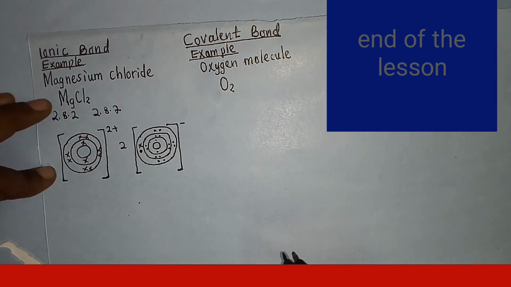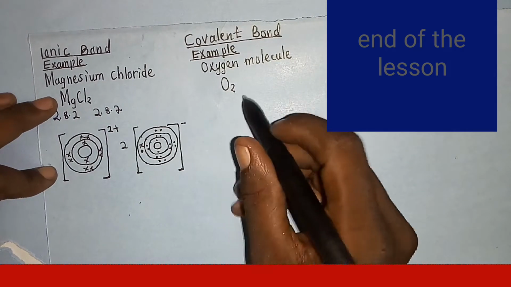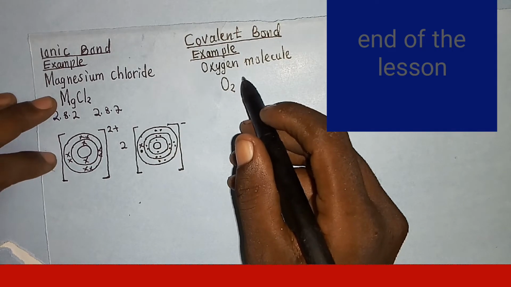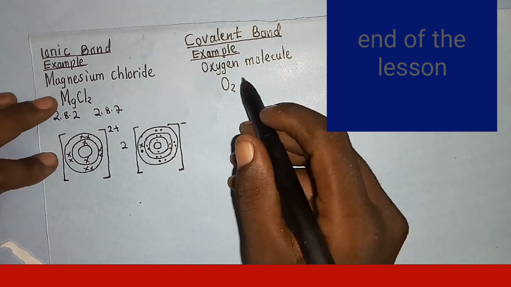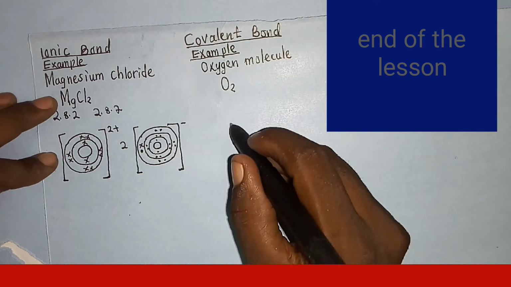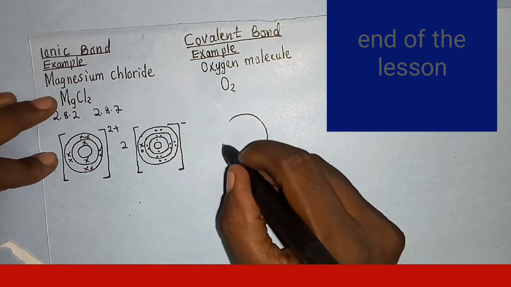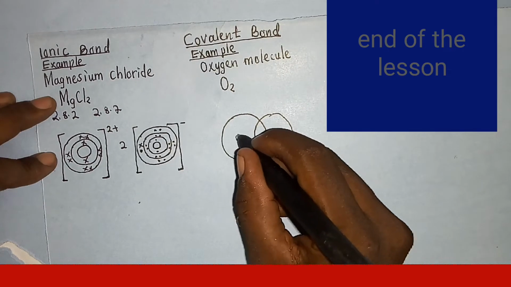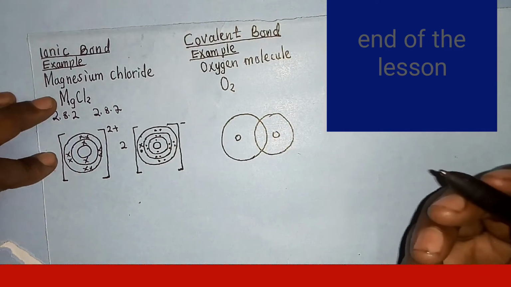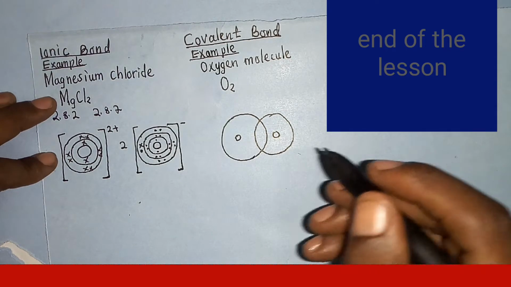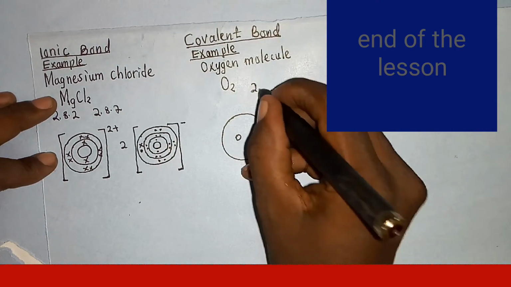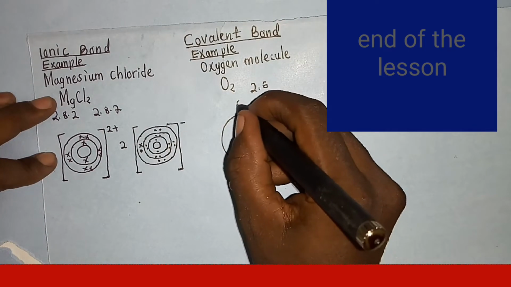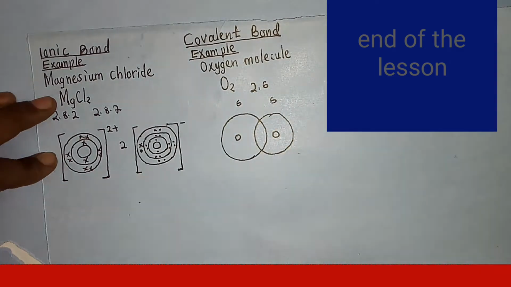Now when we come to covalent bonds, we said this bond is formed between non-metal atoms of the same kind or different kinds. So it's formed by sharing of electrons. So for oxygen molecule, we have 2 atoms, so we draw 2 circles. One is for 1 oxygen atom, another oxygen atom there. Then next stage, you write the electron configuration of oxygen atom, which is 2,6. And for each atom, you place 6 electrons there and then 6 electrons there.